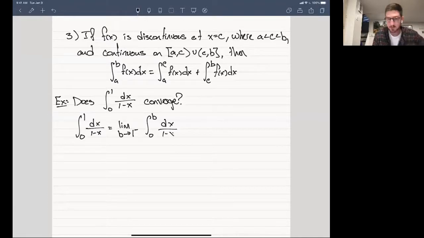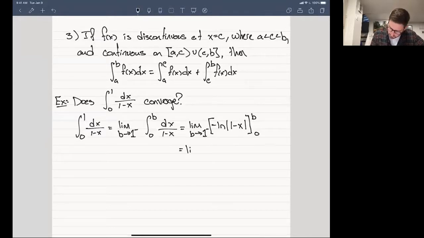dx over 1 minus x, which is the same as the limit as b goes to 1 from the left of, now we can take the antiderivative of this thing. You might want to do a substitution. It's entirely up to you. I'm going to just jump through it. This is the negative logarithm of the absolute value of 1 minus x. And this is running from, maybe I should put square brackets around it so it looks nice, 0 to b.